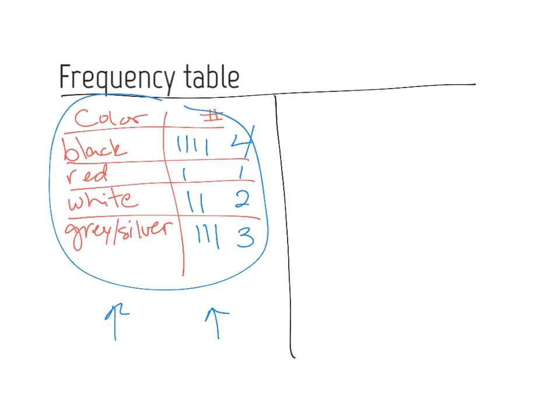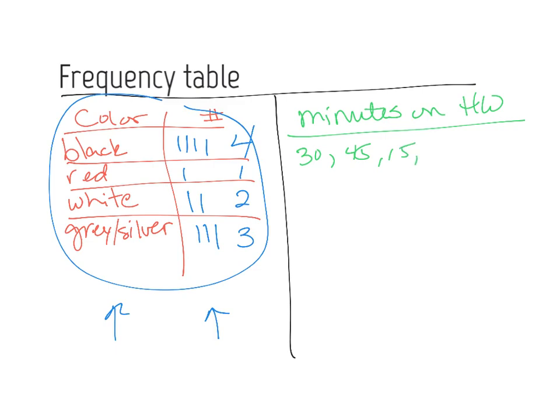Let's say you are going to ask all your friends, and you're going to figure out the minutes they spend on homework. Kind of an interesting thing right now because it's all over the place. So you talk to your friends, and one spends 30 minutes, one spends 45 minutes, one spends only 15 minutes, one spends 20 minutes, one spends 12 minutes, another one spends 30 minutes, and you keep counting and getting the number of minutes that they spend.